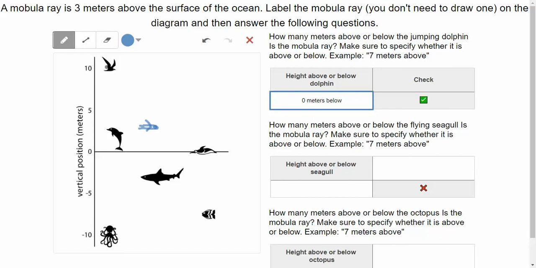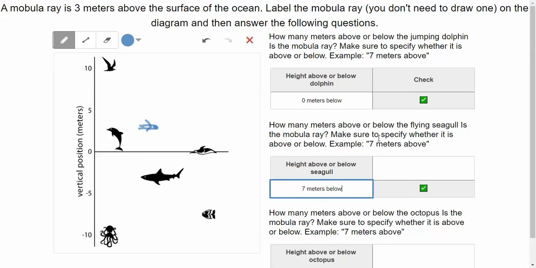Now this flying seagull, that's above here, right? That's at 10 meters. The ray is at 3 meters, so the difference between those two is 7 meters. So the answer that's in the example, 7 meters above, should be the one that works here. But in this case, since it wants us to describe where the ray is compared to the seagull, we would actually say 7 meters below.